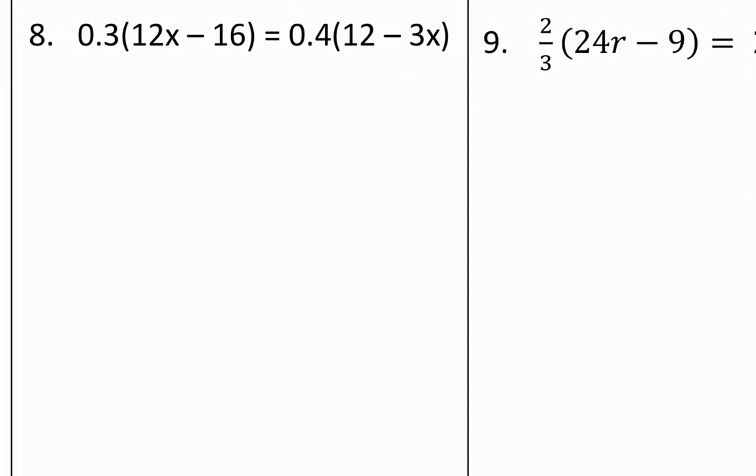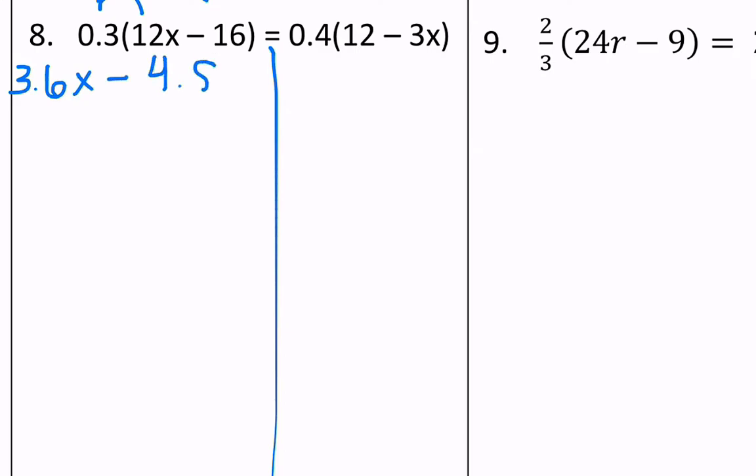Okay, I know it's an equation because I see an equal sign, so I draw my line. I see parentheses on both sides, so let's go ahead and take care of that. I need to take this 0.3 and multiply it by 12x. 0.3 times 12x is 3.6x. Then I take that 0.3 and I'm going to multiply it by negative 16. That gives me a negative 4.8. Put your equal sign on the line.